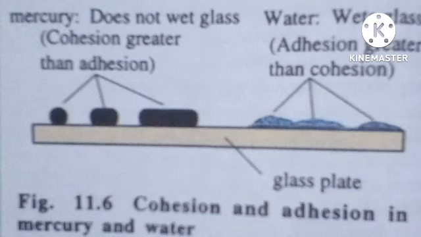But in the case of mercury, you have the opposite. The adhesion between mercury and glass is not strong, but the attraction between mercury molecules is stronger. So that's why mercury doesn't wet glass. When you drop mercury on the surface, it forms these separate balls. But when you drop water, it wets the glass and spreads around.